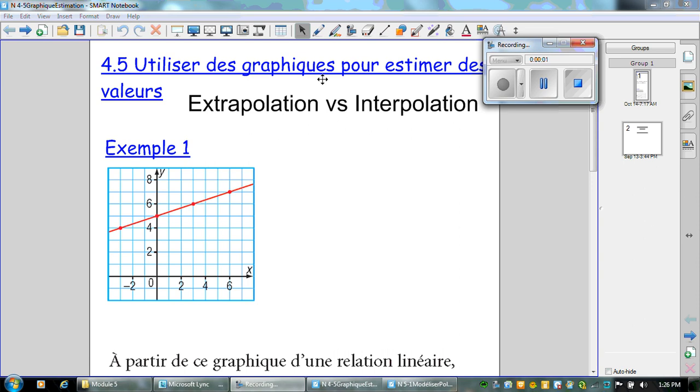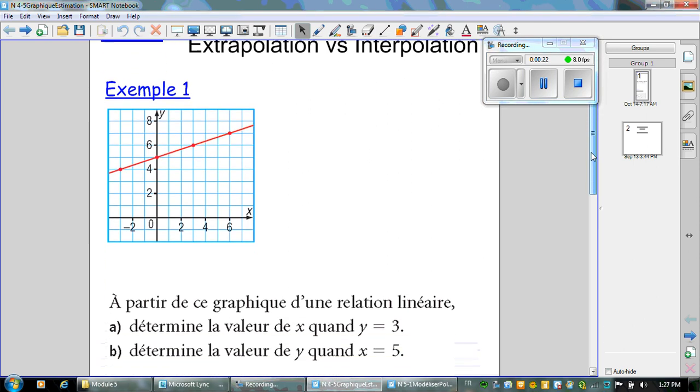We are going to use graphs to estimate values. So we're going to talk about extrapolation and interpolation. Basically, extrapolation is when you're extending the graph. It's going to be values outside the graph. And interpolation is inside, in the interior of the graph, okay? So let's do a couple of examples.